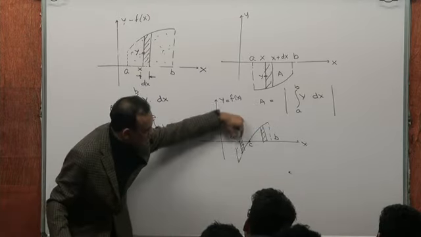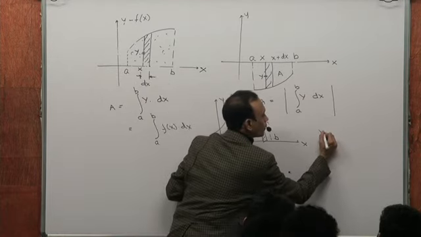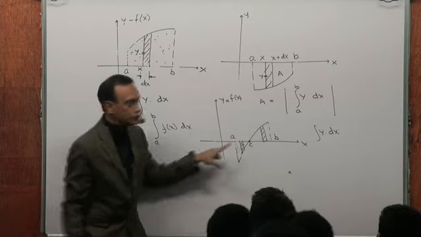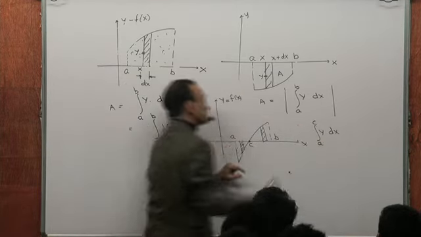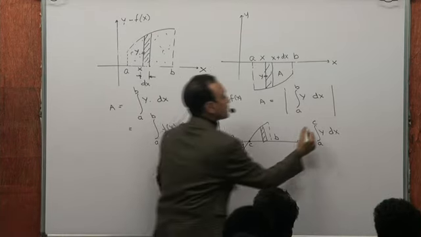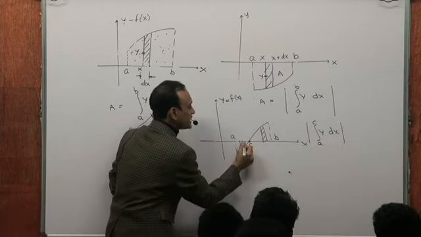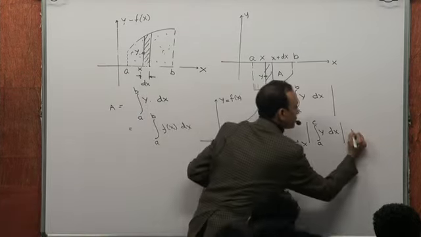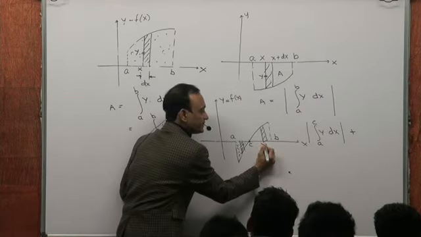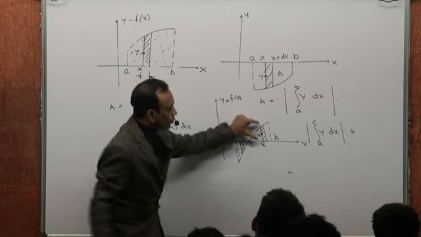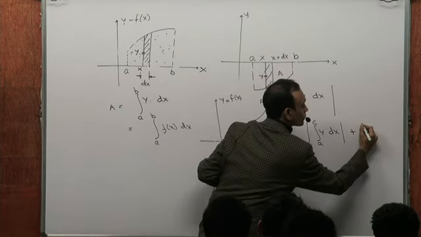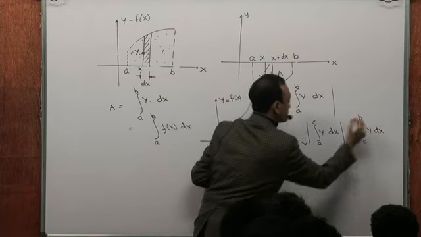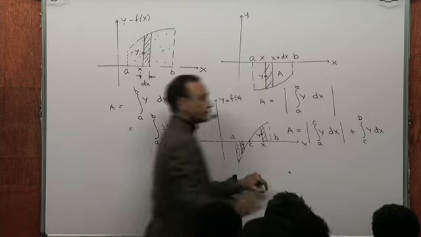This strip is like y into dx, and x runs from a to c. But we see that this is negative. So around this we put a modulus sign, and I get this area below the x-axis. And then we look at strips of these kinds. At a given x, this is my y. So integral y dx, x runs from c to b. That's the required area, right?